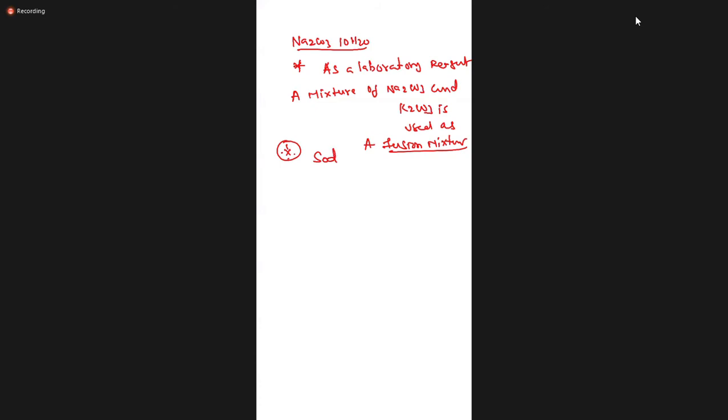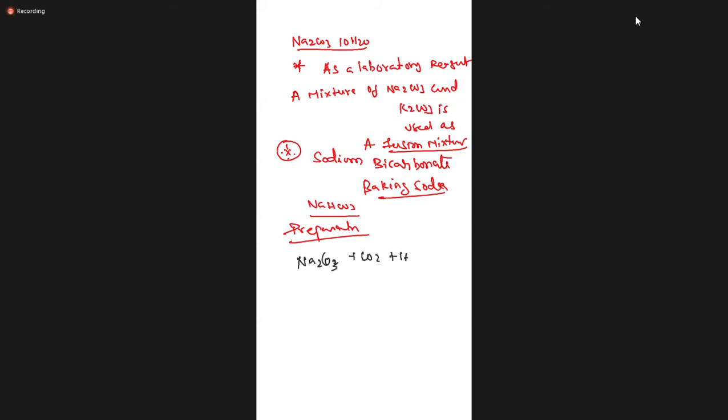Next compound, sodium bicarbonate, baking soda. Baking soda formula NaHCO3. Preparation of baking soda: it is an intermediate product of Solvay's ammonia soda process. Na2CO3 plus CO2 plus H2O gives 2NaHCO3. In the reverse process, 2NaHCO3 on heating gives Na2CO3 plus CO2 plus H2O. In the Solvay ammonia soda process, the last step is the reverse process.